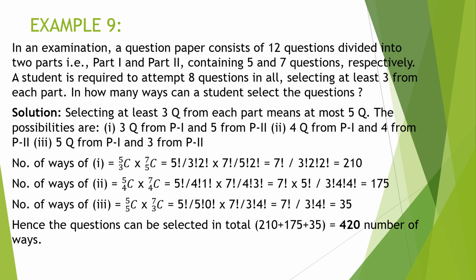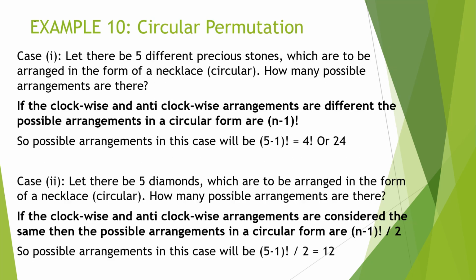So now the questions can be selected in any of the three possibilities. If first case happens, second will not happen, correct? So either of these three possibilities are there. So it is 210 plus 175 plus 35, which is 420 number of ways. Example 10. This is a different type of example. It is called circular permutation.